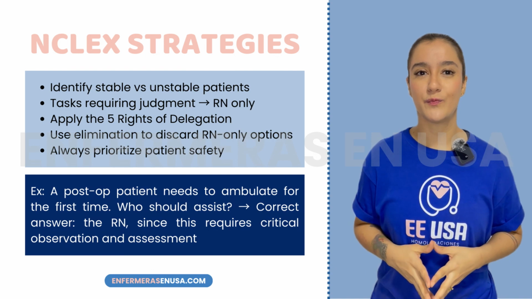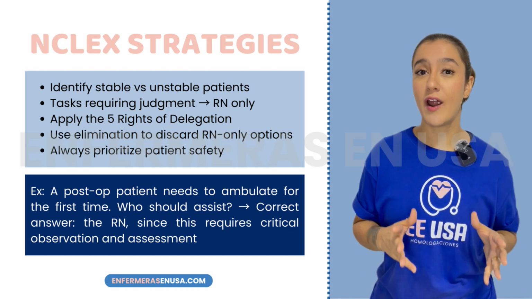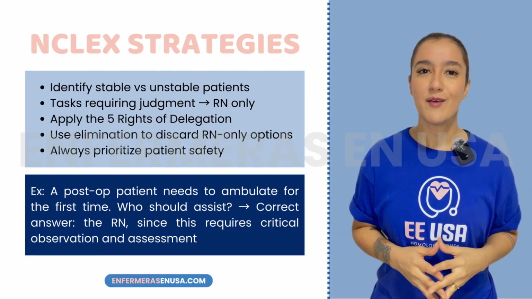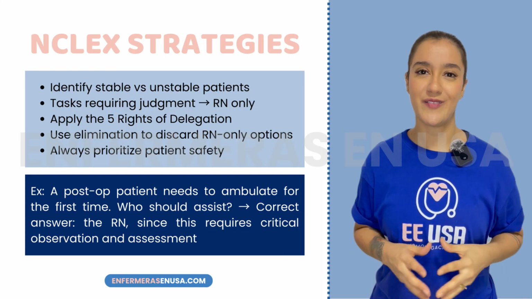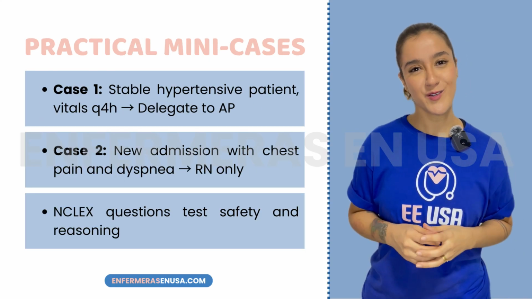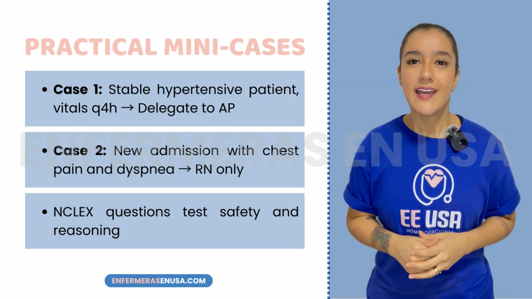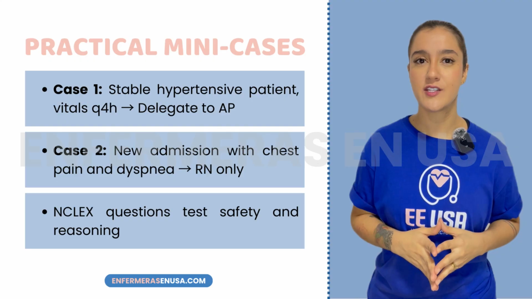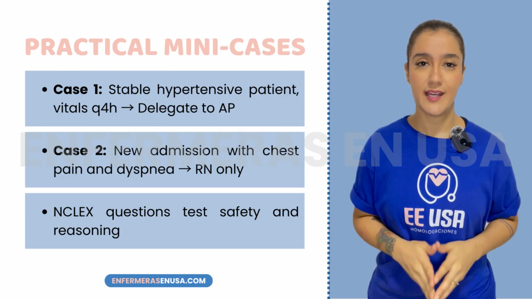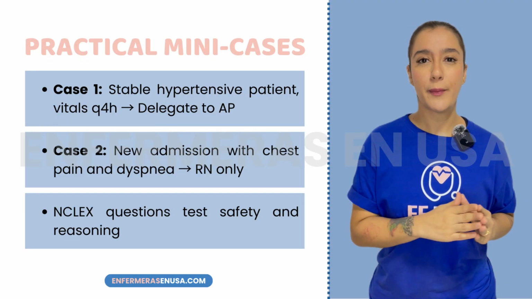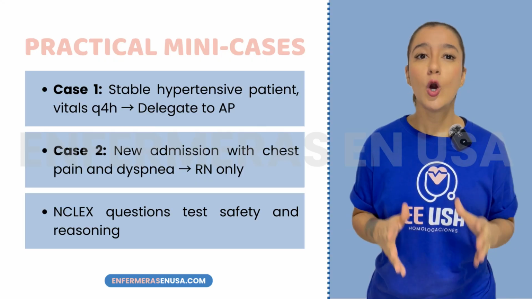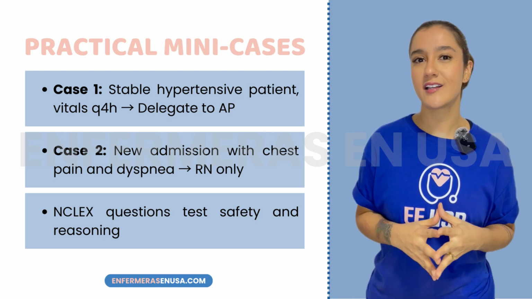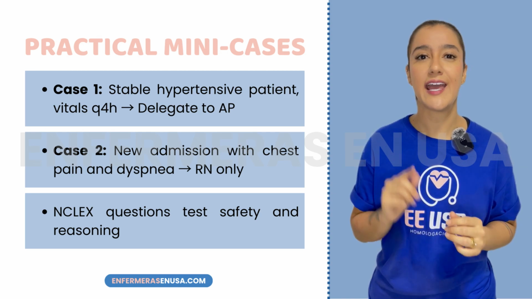Classic NCLEX example. A postoperative patient requires the first ambulation. Who should assist? The answer is the RN, because it requires critical initial observation. Let's look at two quick examples. First case, a patient with controlled hypertension who needs vital signs checked every 4 hours, delegable to AP. Second case, a newly admitted patient with chest pain and dyspnea. Only the RN can assess this patient. This shows you how NCLEX questions always revolve around safety and clinical judgment.